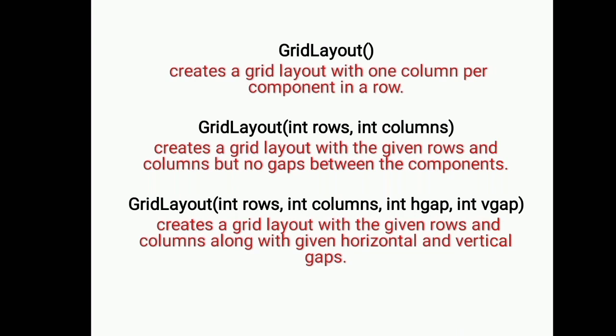Now see the constructors. There are 3 types of constructors used in the grid layout. First one is the empty constructor. Second one is a grid layout with the number of rows and columns. It creates the grid layout with the number of rows and columns, but there is no gap between the components. But the third constructor creates the grid layout with the number of rows and columns, and also gives a horizontal and vertical gap between the components.